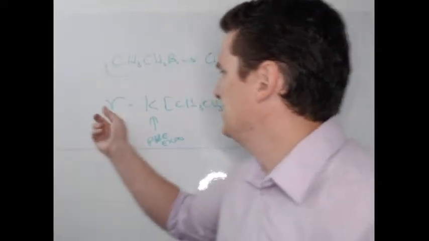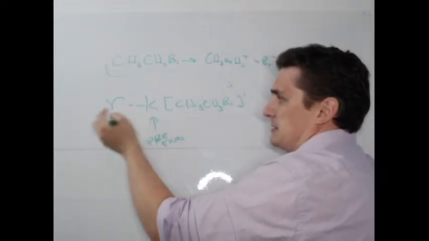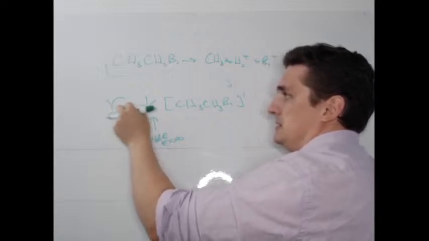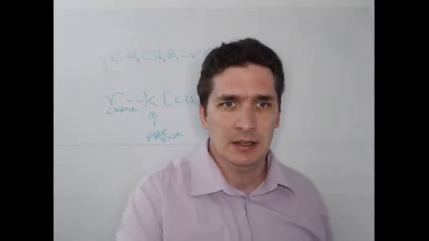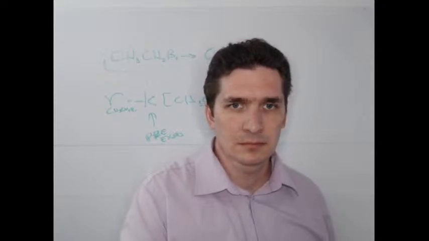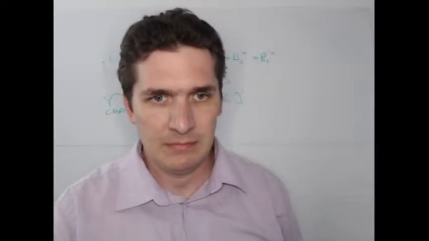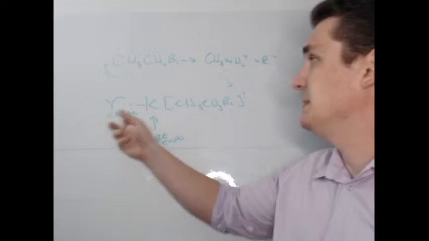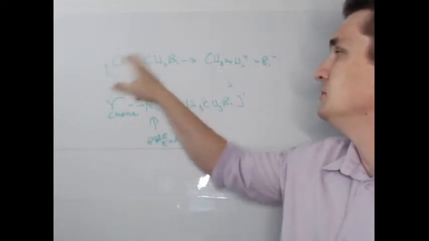So that's what we expect for the second question. We're going to ask you what's the rate of consumption? And because it's a reactant, it's going to end up having a negative. But yeah, that should be your answer for what's the mechanism. It's just negative k times the concentration of the CH3CH2Br, raised to the first power.